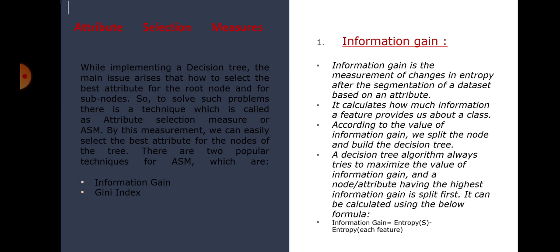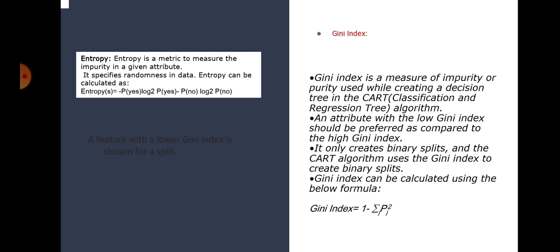See, I would say that the decision tree algorithm always tries to maximize the value of information gain. So the highest information gain will split first. Means whatever attribute gains the highest information will be split first, and that will be at the root node. So the formula for information gain is entropy of S minus entropy of each feature. I have an example also over here by which you can understand it well.